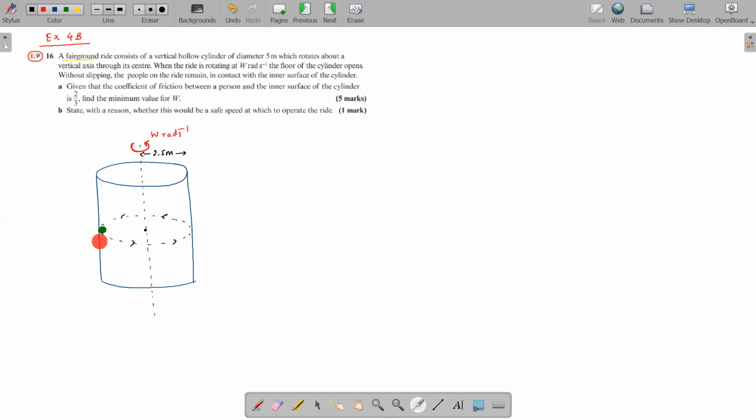Then what are the forces that you have here? Number one, you have the weight. So we have the weight of the person. Let's mark it as mg.